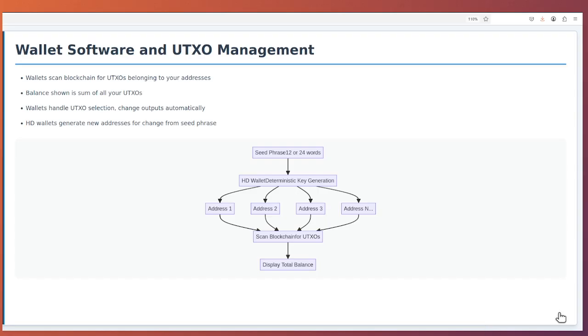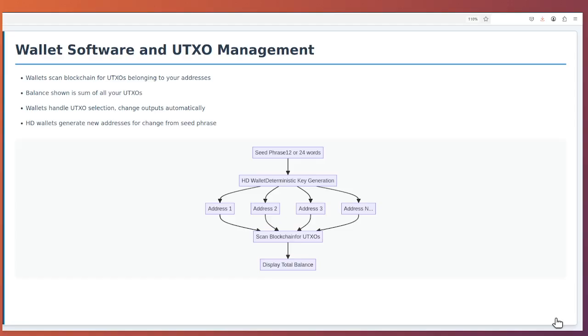It adds up these UTXOs to show your balance. This scan can take time for new wallets, as they need to check the entire blockchain history for their addresses. This is why importing an old seed phrase into a new wallet requires waiting while it scans.